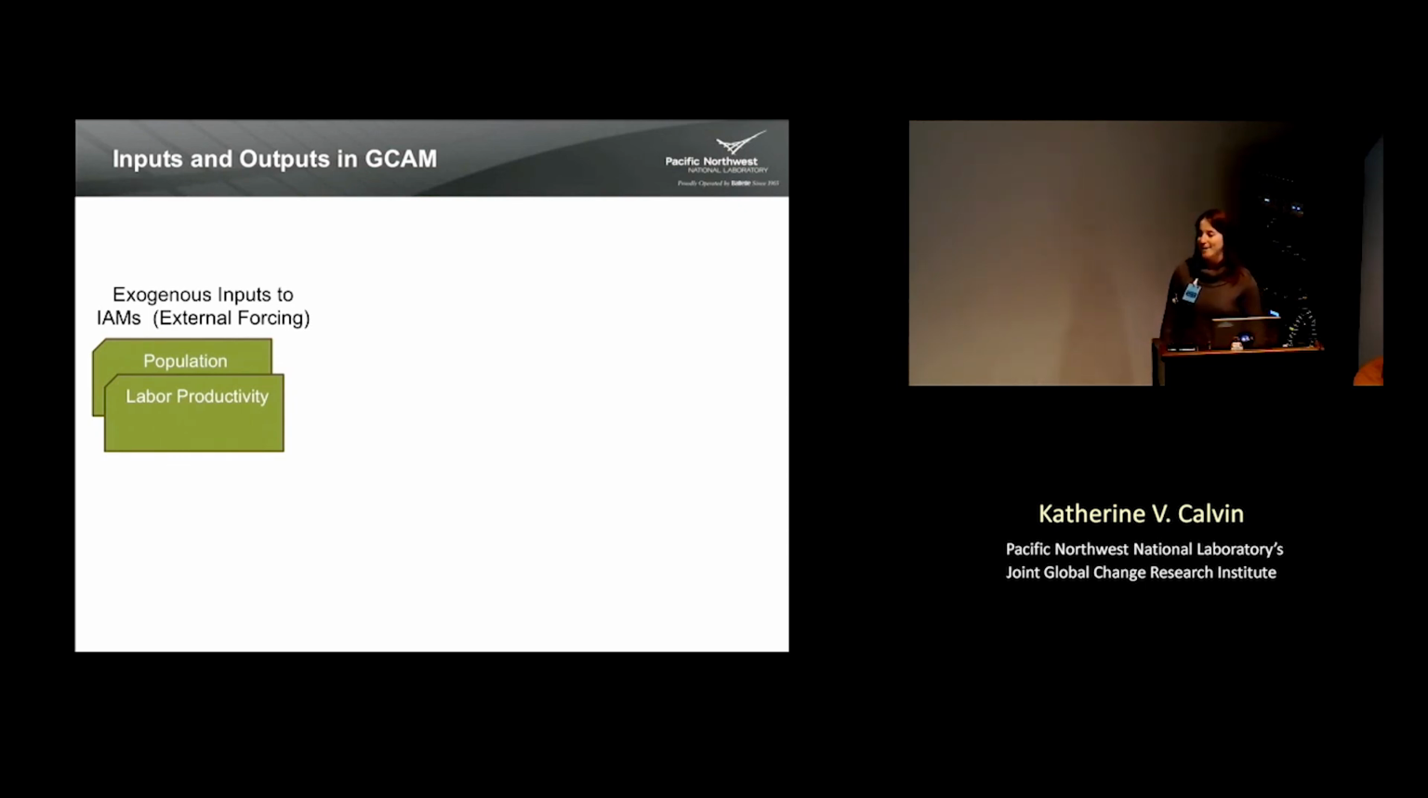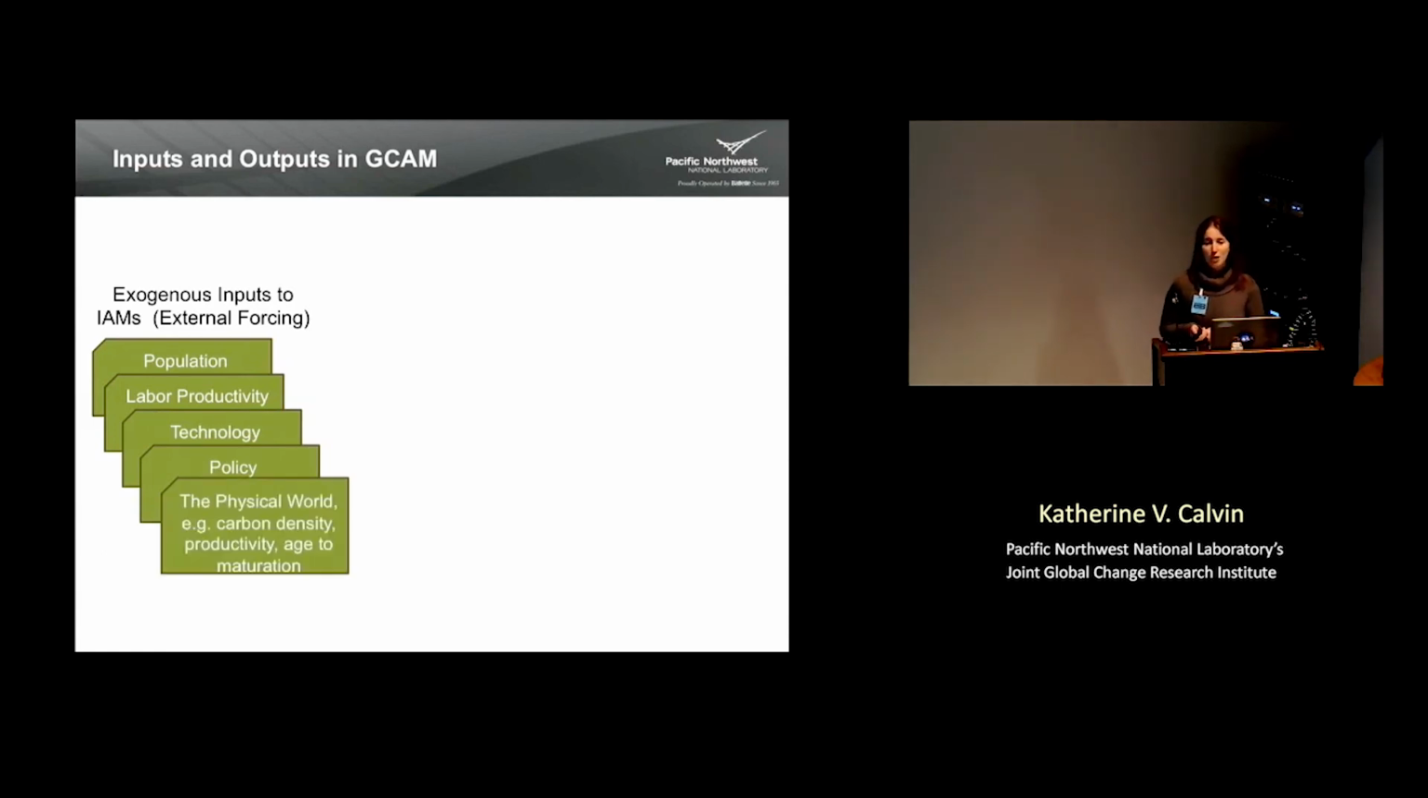But fishery supply is a very challenging problem, so we haven't done that yet. Okay, technology, policy, they're not predicted by the model, they are fed in. Similar to the physical world, and this is where I think NASA data products could be helpful, we provide the model with estimates of carbon density, potential carbon density, productivity of land, growth functions, so how quickly your forests would grow and accumulate carbon. Those are all exogenous to the model.